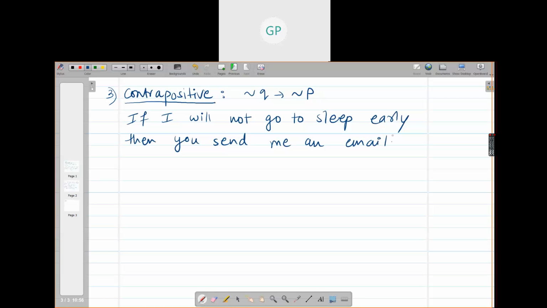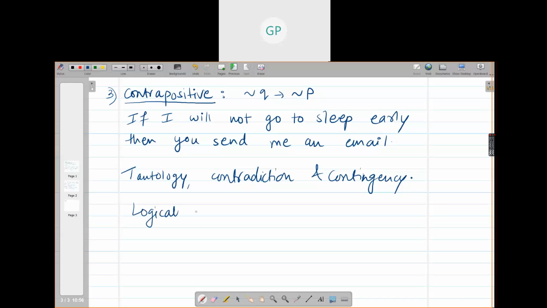Okay, so in the last lecture we saw what is a tautology, contradiction, contingency, okay? Now today we will see logical equivalence, or logically equivalent statements.